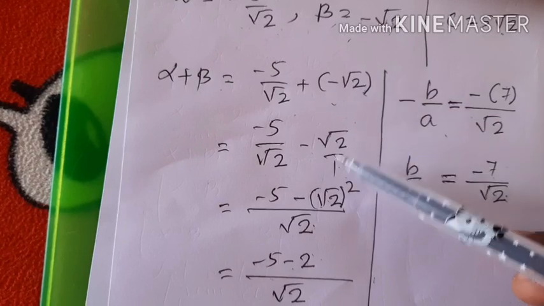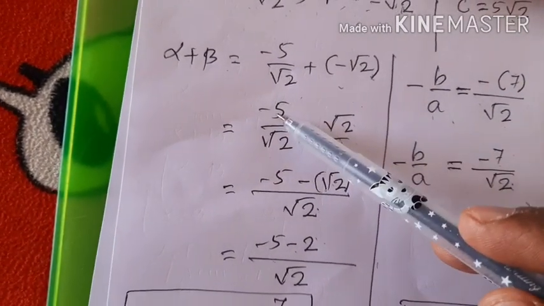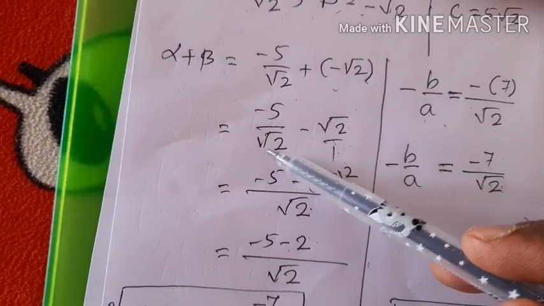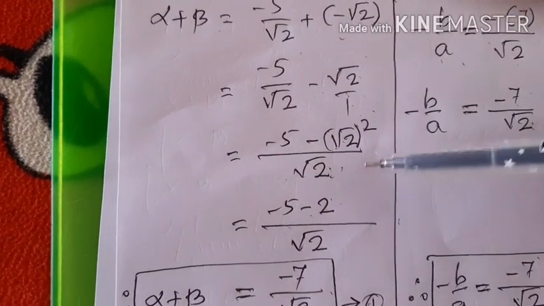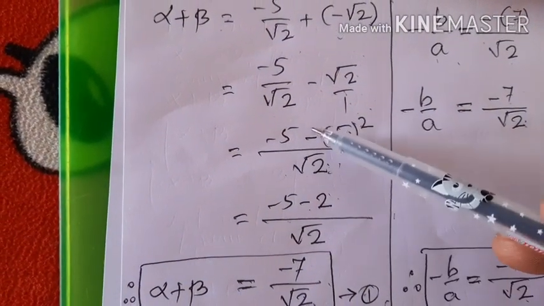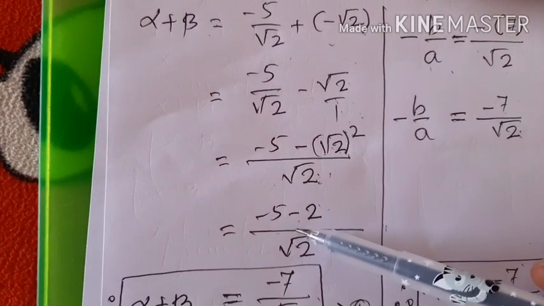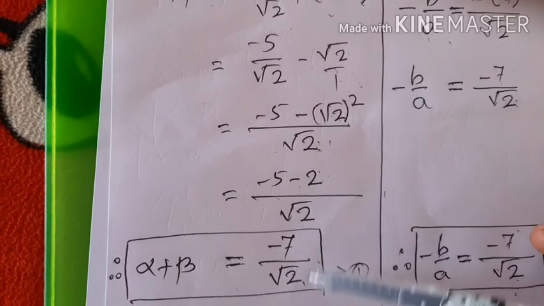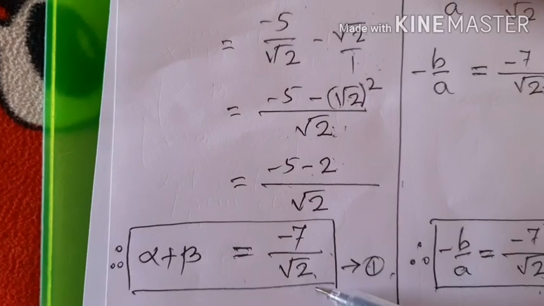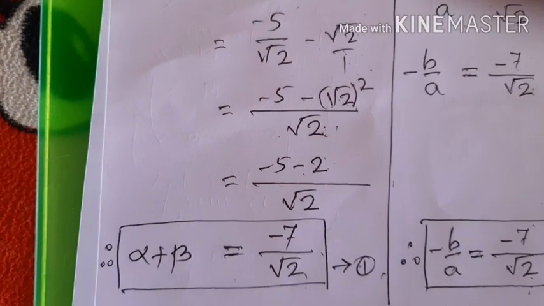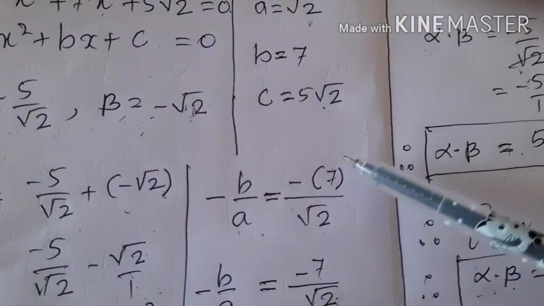Okay, but root 2 I will take as root 2 by 1. Then I do cross multiplication here. Minus 5 into 1 is minus 5. Root 2 into root 2 is minus root 2 square upon root 2. Right? Now minus 5 is minus 5. Root 2 square is 2. So it is minus 2. Minus 5 minus 2 is minus 7. Thus alpha plus beta is equal to minus 7 upon root 2. I call this equation 1. Now let me take minus b by a.